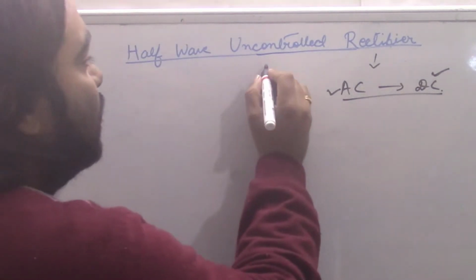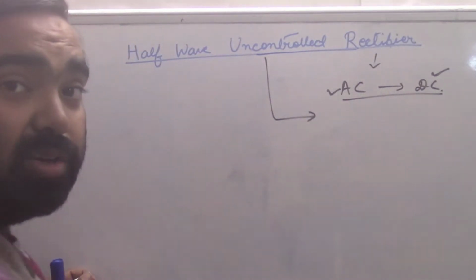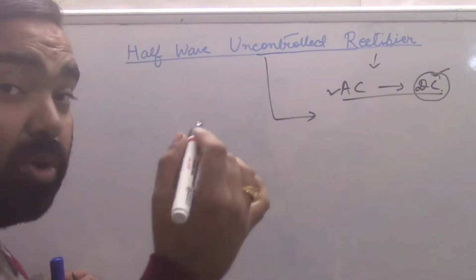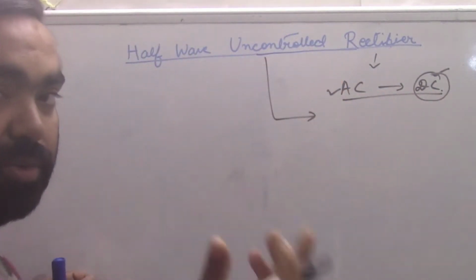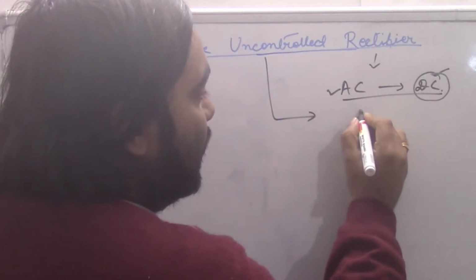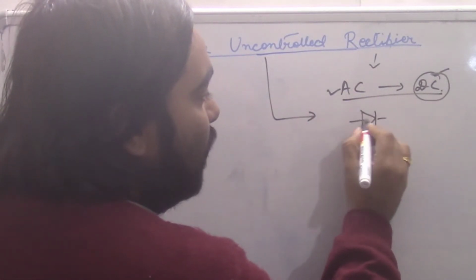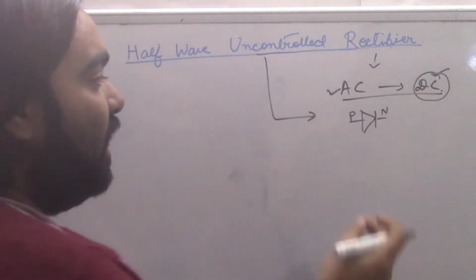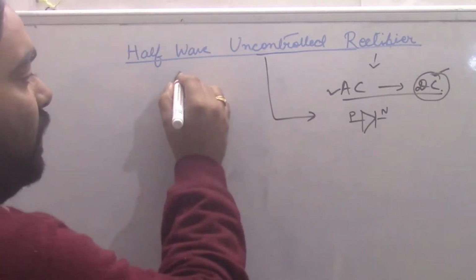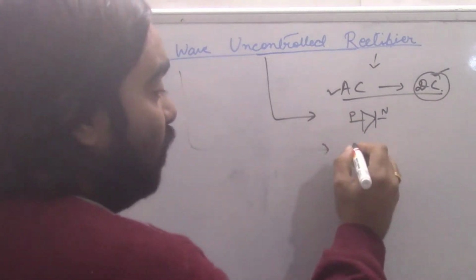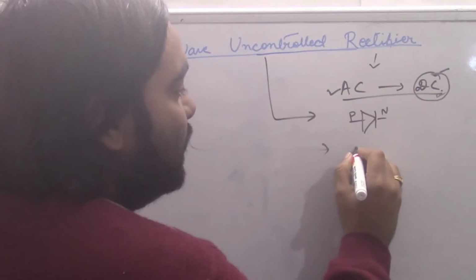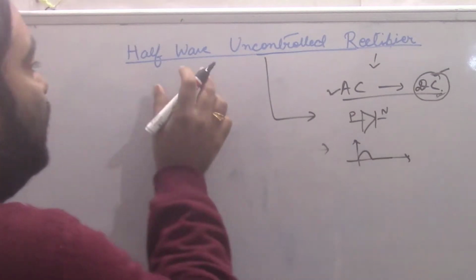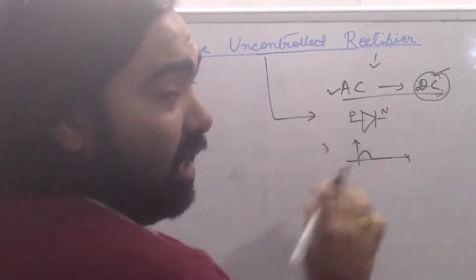Uncontrolled means we are not controlling the DC output we are getting, because we are using simply a diode as a switch. That's why we cannot control the firing angle of the diode. And half wave means the output of the DC supply is a half wave, which we will learn later why we are getting.